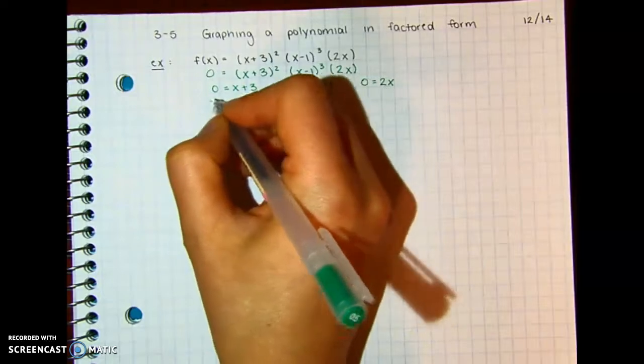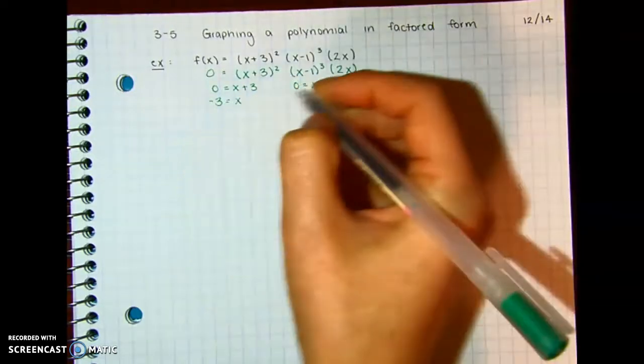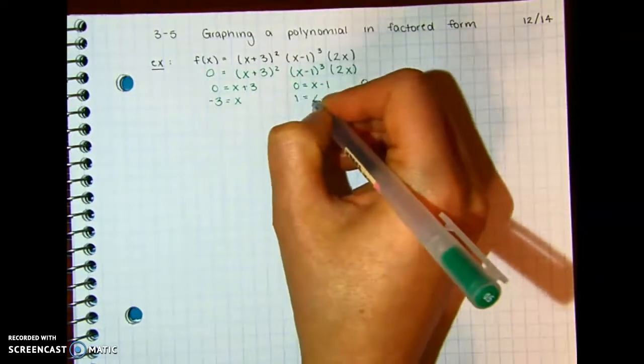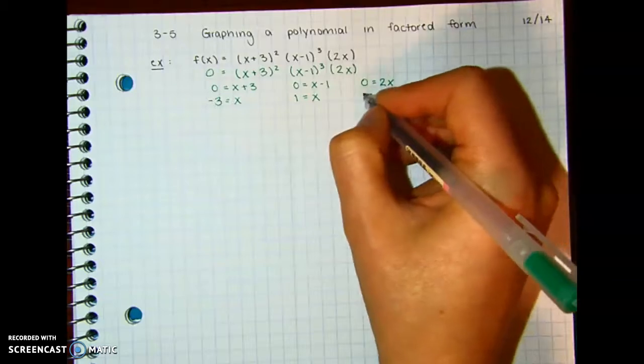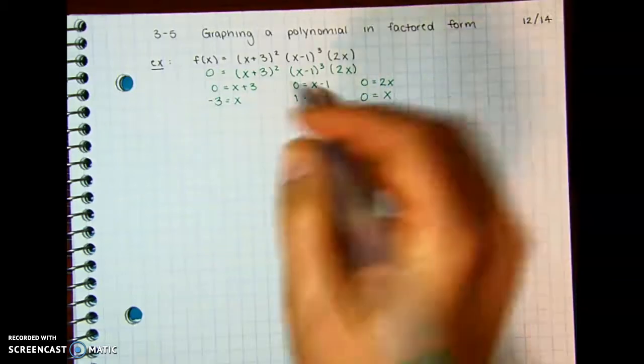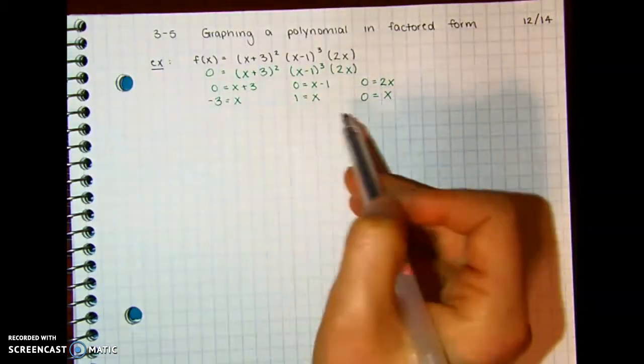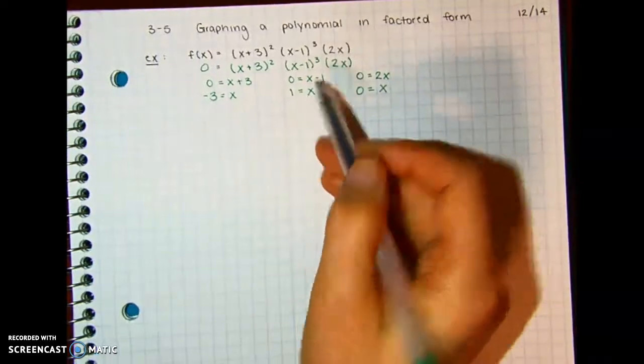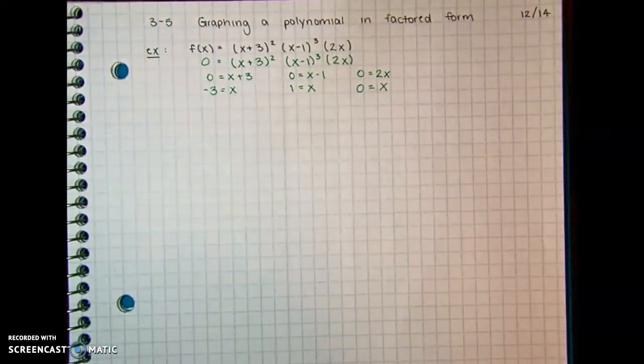So I'm going to subtract 3, add 1, and divide by 2, so I get 0. So these are the 3 zeros or roots. I could write them as coordinate points if I want for x-intercepts.